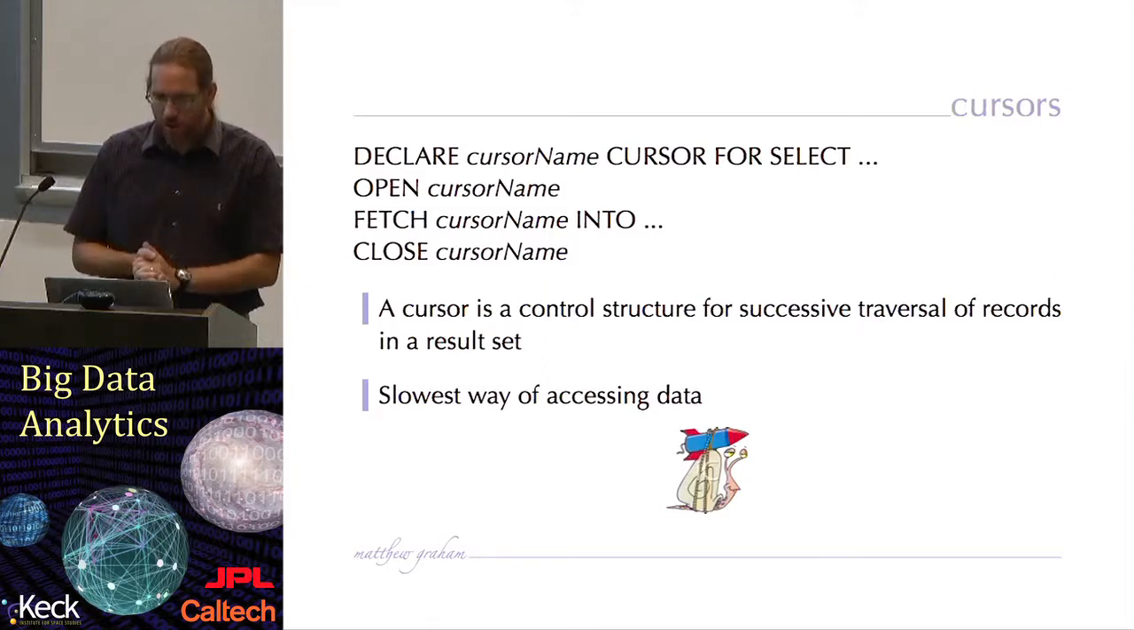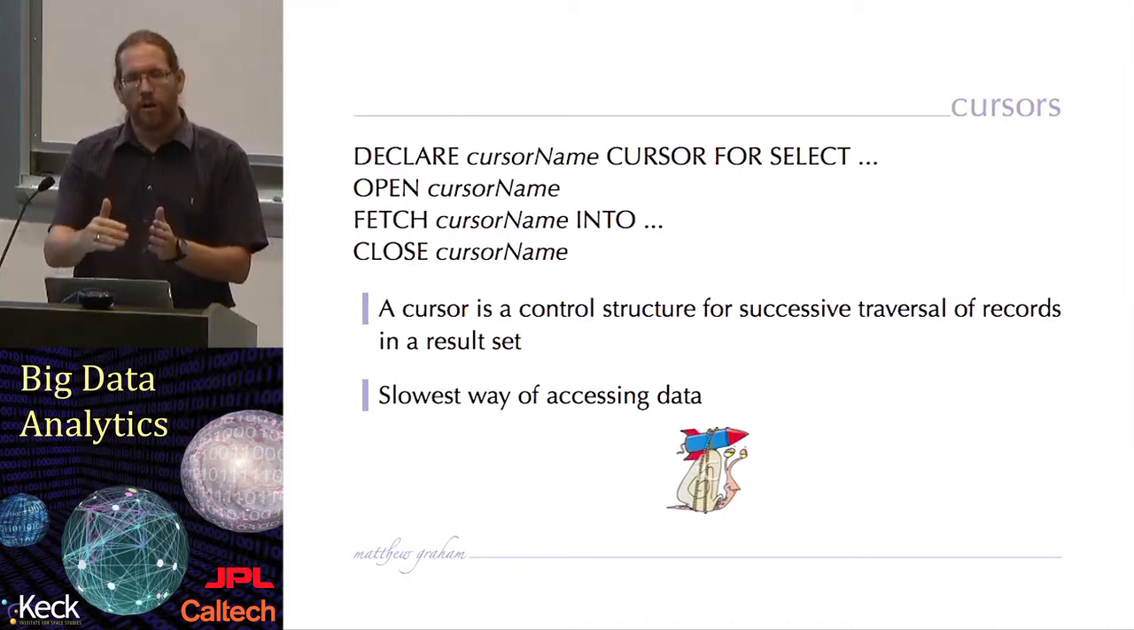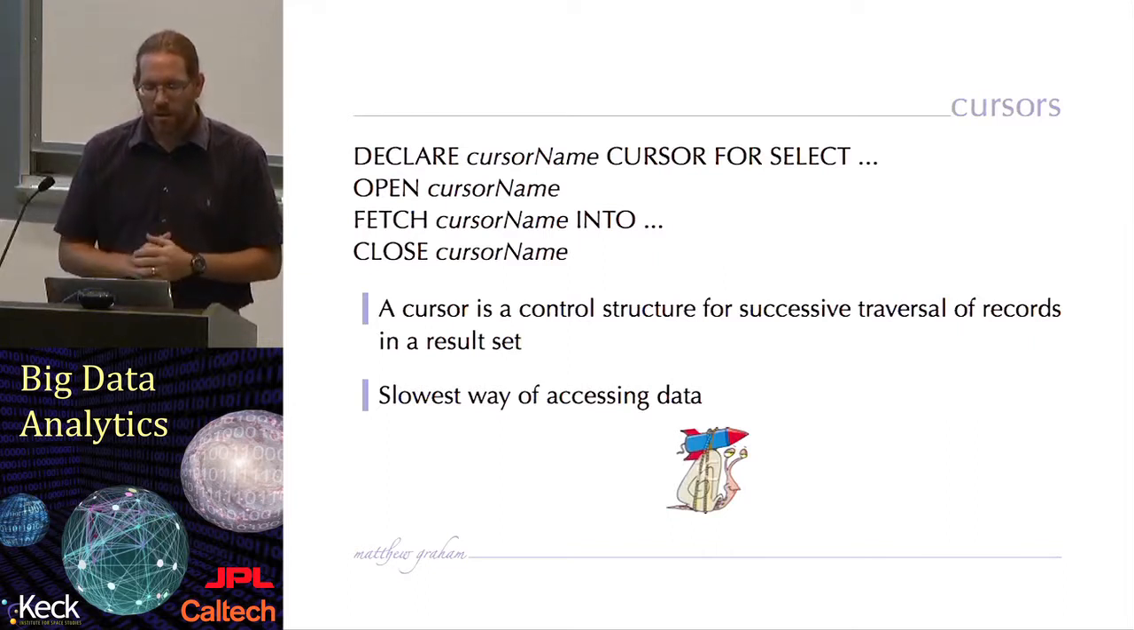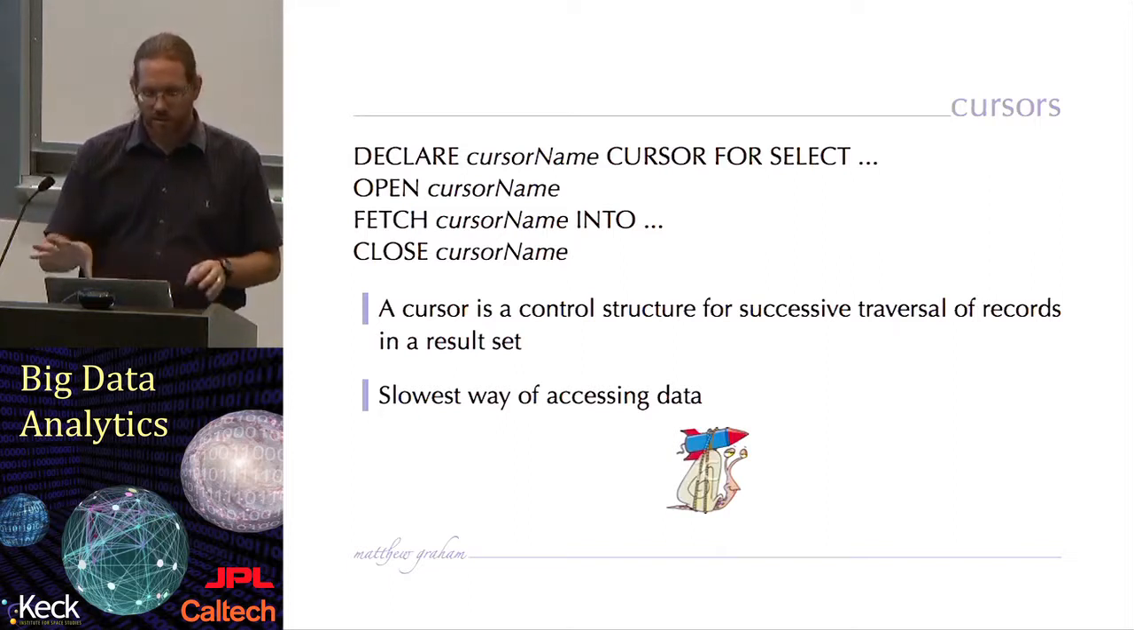Cursors are a way of actually physically going through a table, doing an operation on a table one row at a time. And there is a particular set of syntax for them. The next slide we will give an example of exactly how to do that.